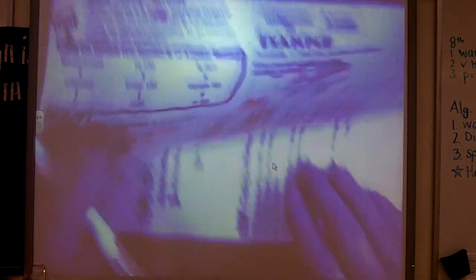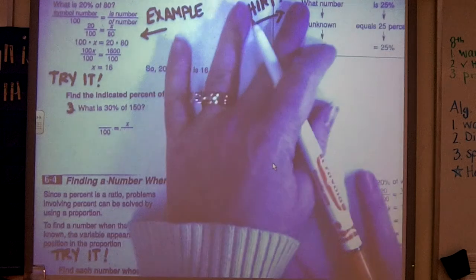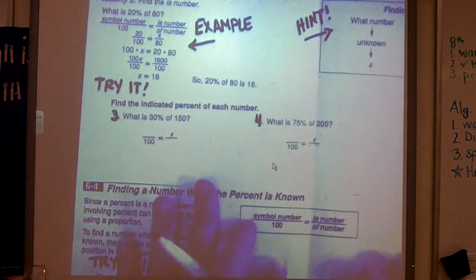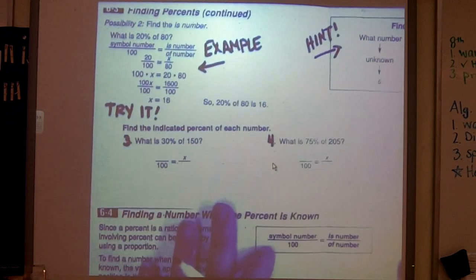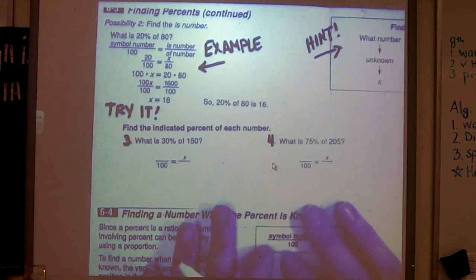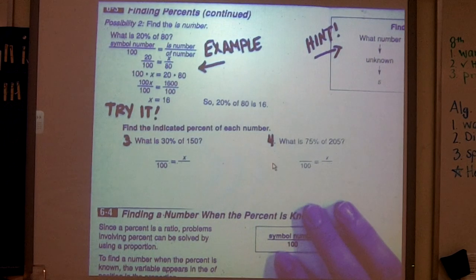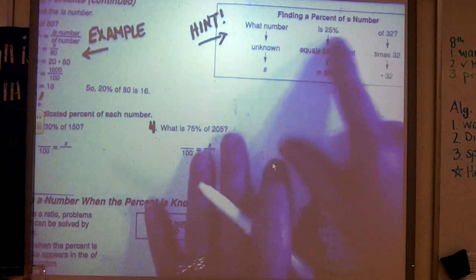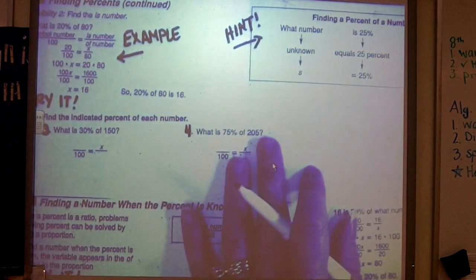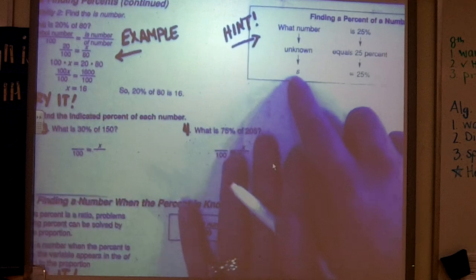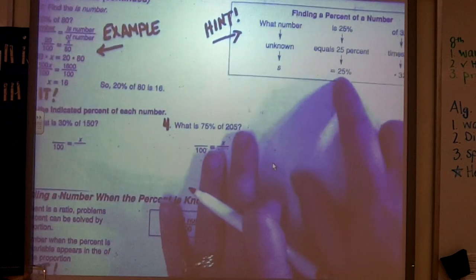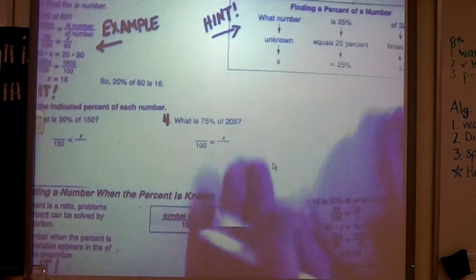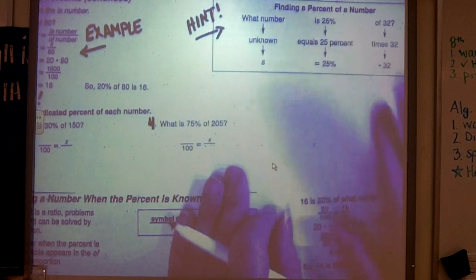We're going to go ahead and open up our foldable now. And now we're going to work on finding percents of a number. We have actually done this with sales tax, but now you're going to see how to use a proportion. What number is 25% of 32? These are the type of problems you're going to see. So we know that S equals 25% times 32. This is how we solved it when we did sales tax.